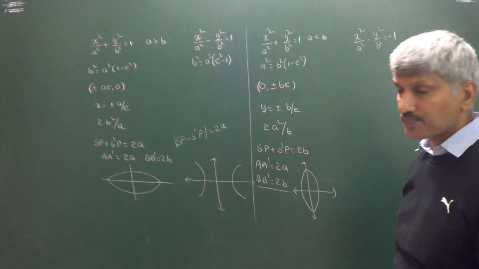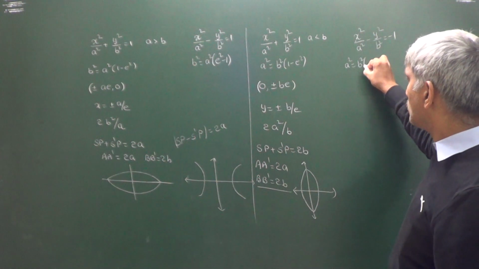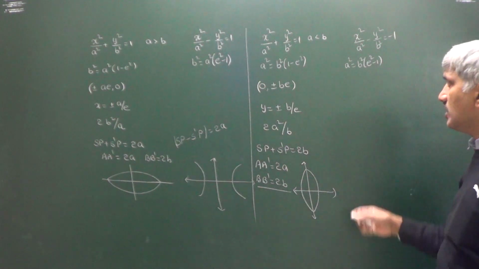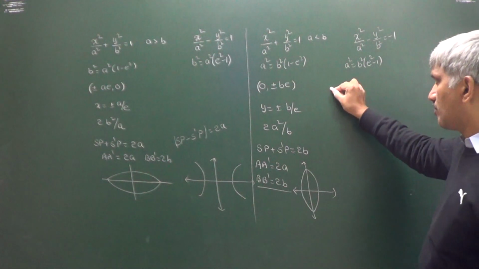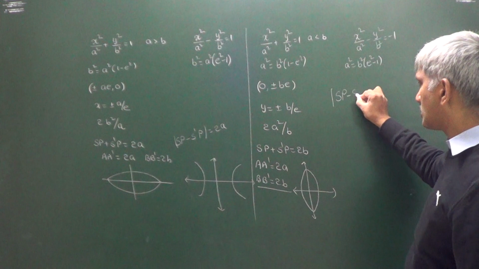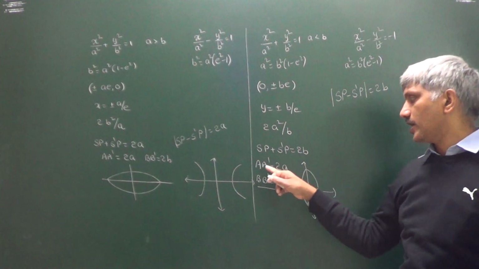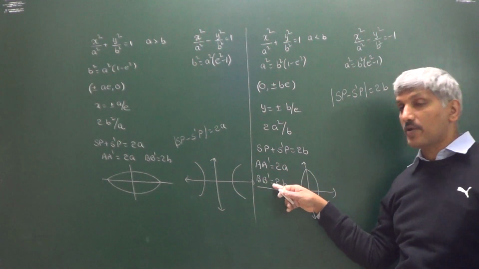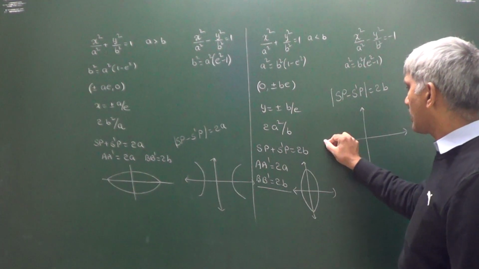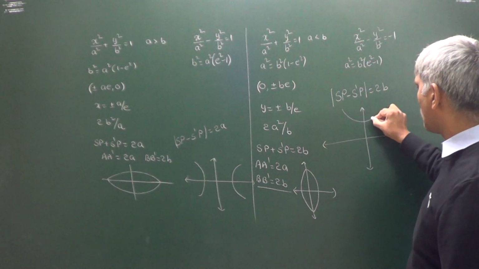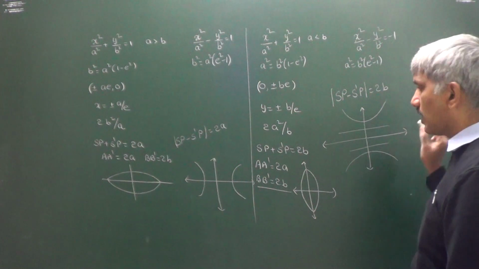Now you can observe here the condition is a square is equal to b square into e square minus 1. You will get the same focus, equations of directrices and length of the latus rectum, but here the difference of the focal distances SP minus S dash P is equal to 2b, whereas a dash is called the conjugate axis and b dash is called the transverse axis. So this is the hyperbola, with the y axis as the transverse axis. Like this you will get the hyperbola.